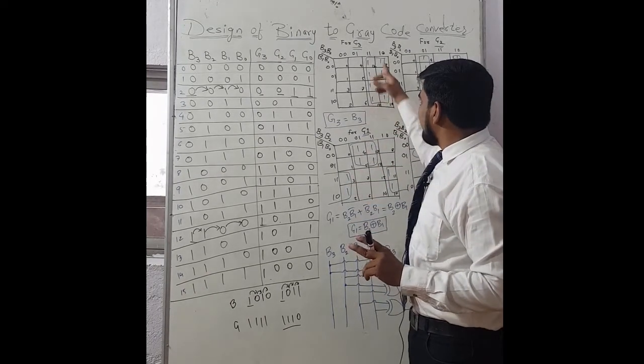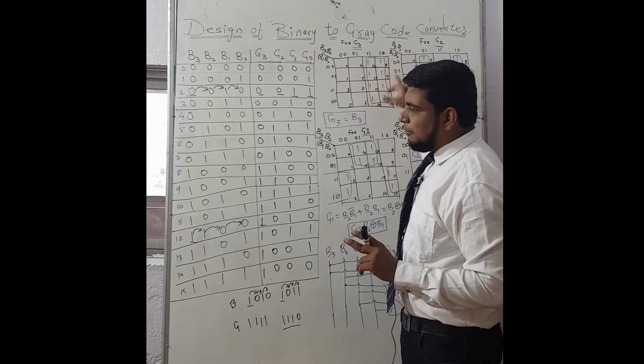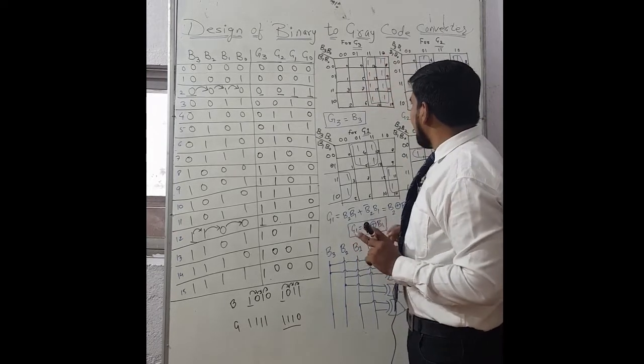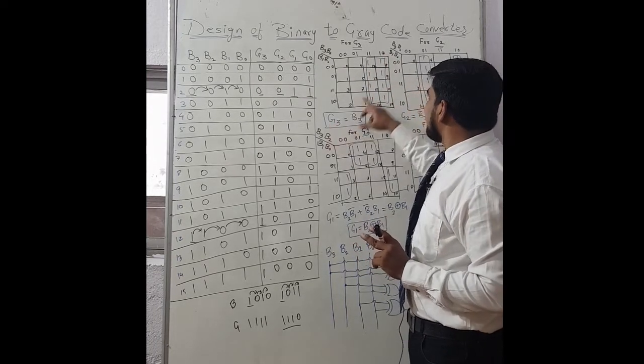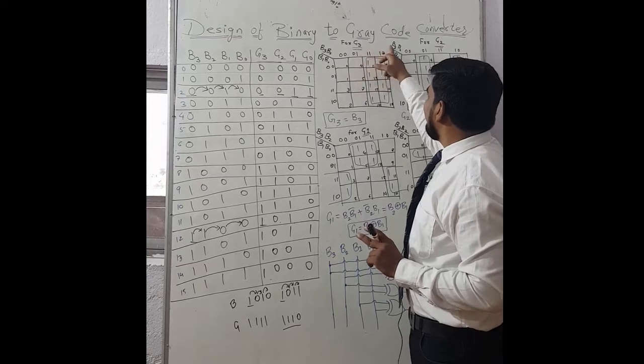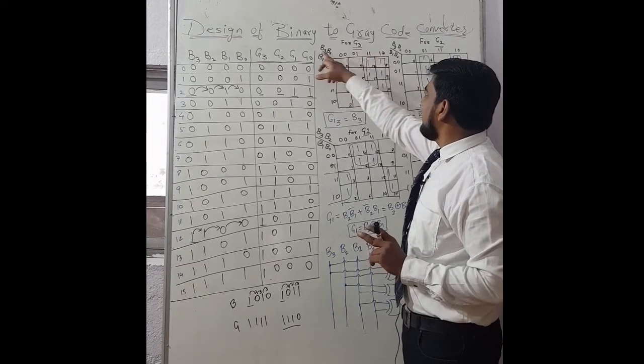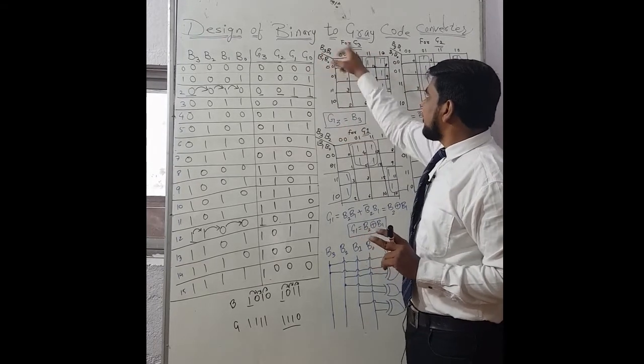Here we need to prepare the maximum number of grouping. Here 8 possible combinations, 8 min terms are there. We can make a group of 8 cells. So the value of G3 is equal to 1, 1, 1, 1. This one will appear on this one, and B3 is the output expression for G3.